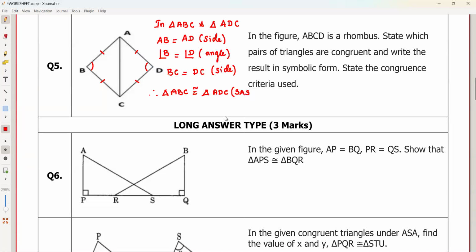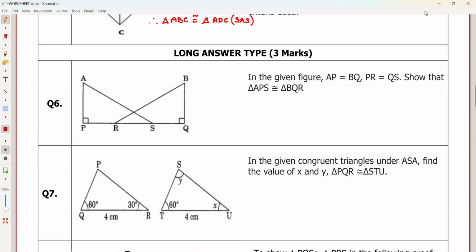Super. Okay. Next question is two, Mahit.